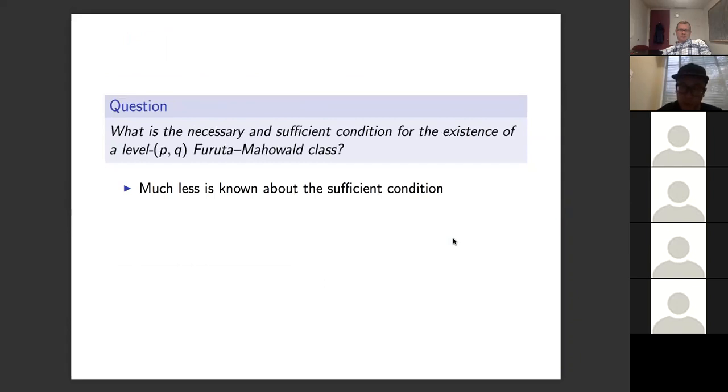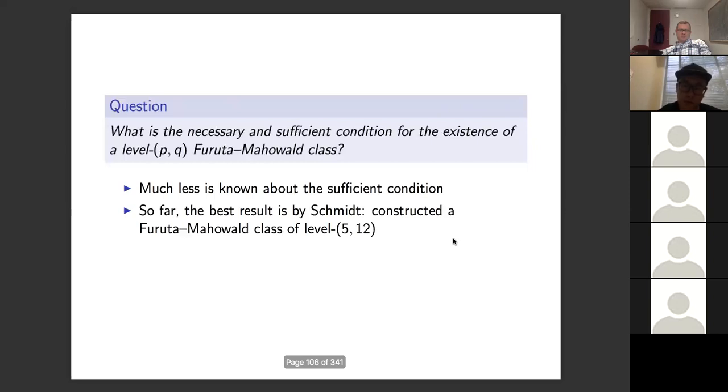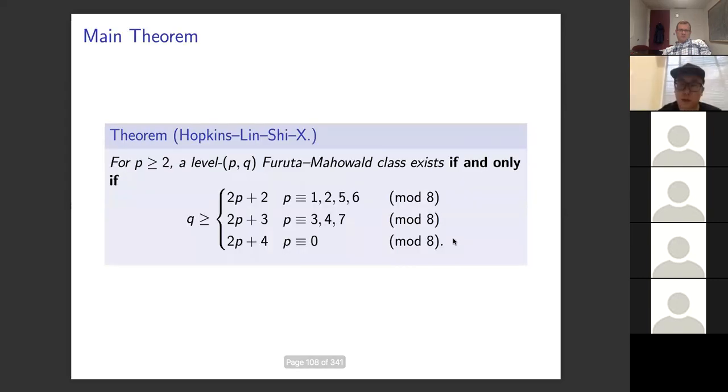So what about the sufficient condition? Well, it turns out not much is known for the sufficient condition. For now, the best result is given by Birgit Schmidt in her thesis. She constructed a Furuta-Hopkins class of level 5, 12. And we completely answer this question, the if and only if condition. And that's our theorem.